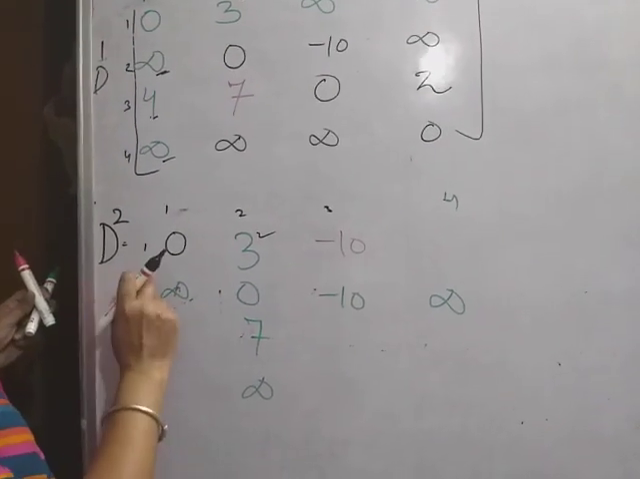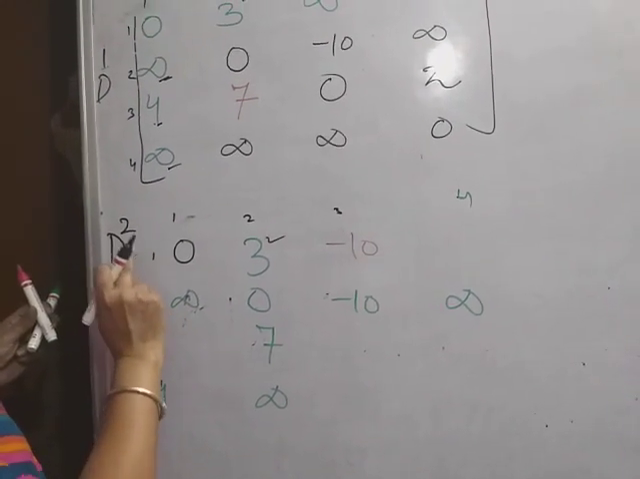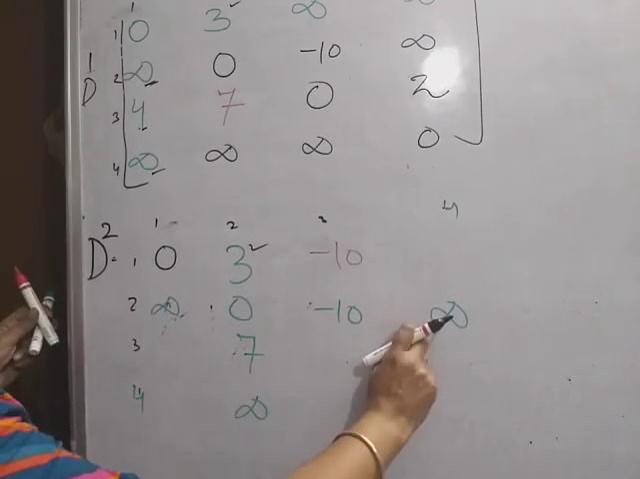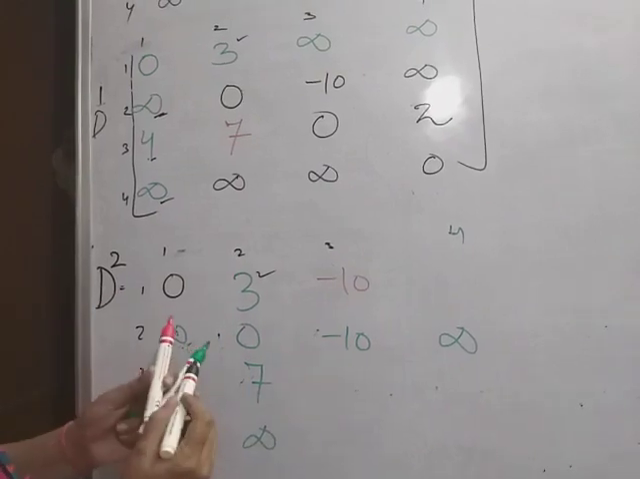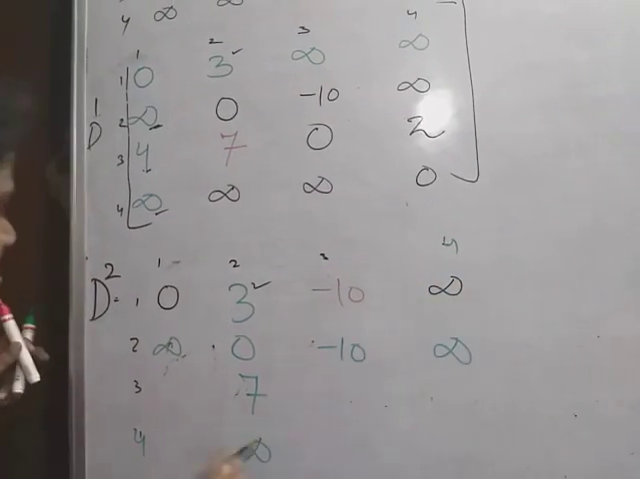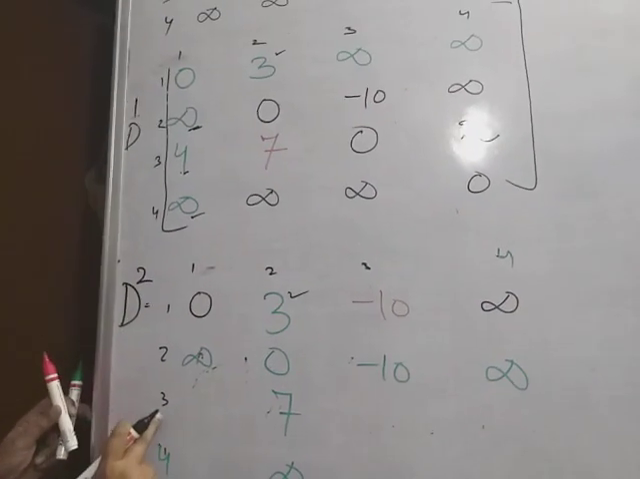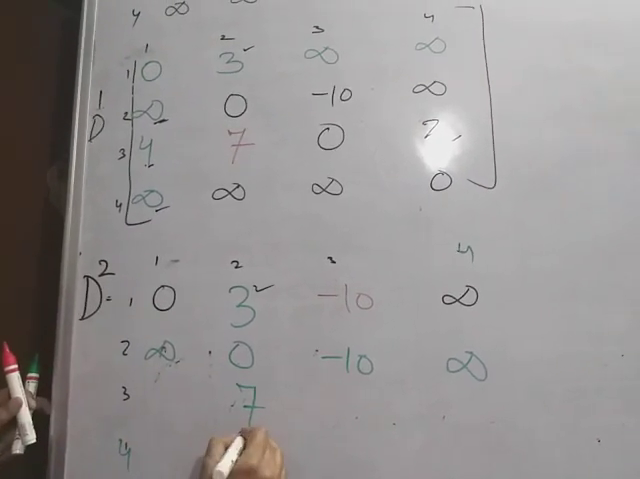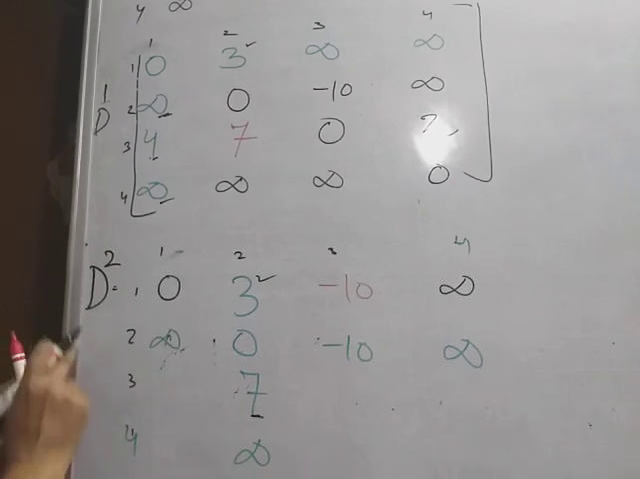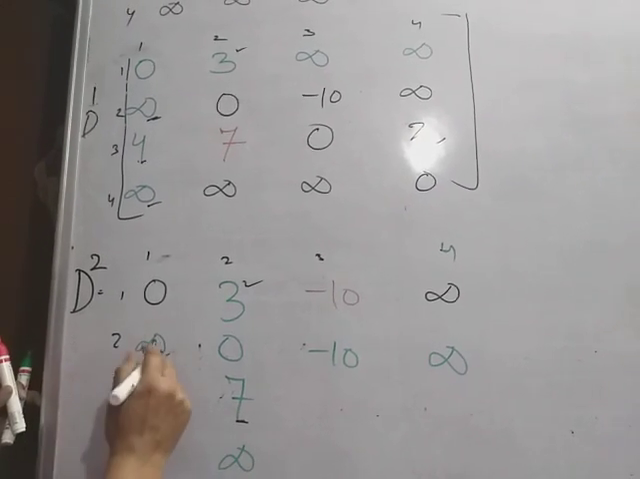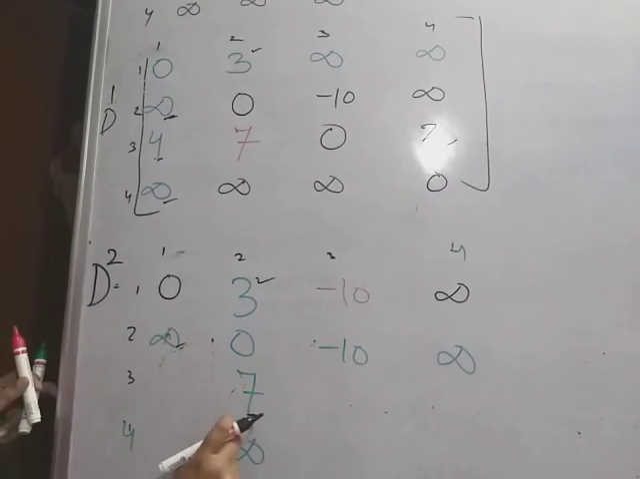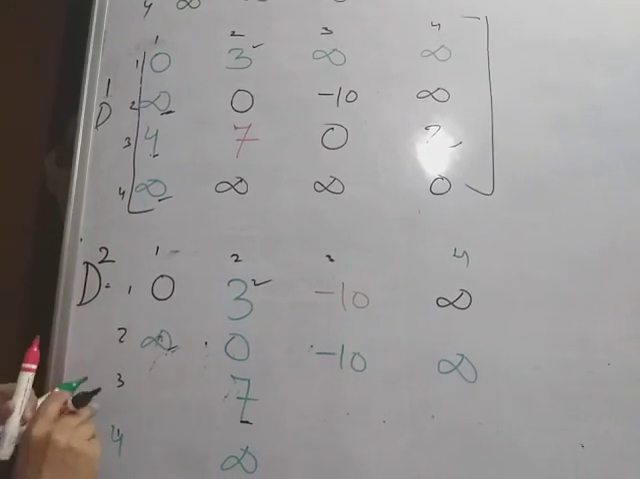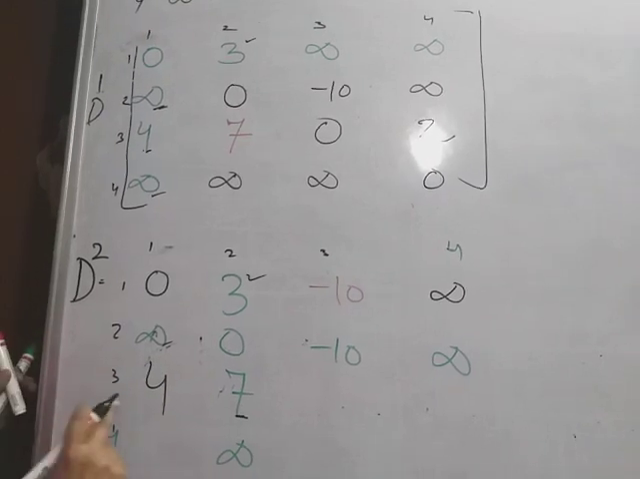Now see 1, 4. So simply we consider 1, 2. 1, 2 is 3 and 2, 4 is infinite. So the previous entry is copied. So this is infinite. Now 3, 1. 3, 1 is 3, 2 and 2, 1. 2, 1 is infinite. So of course the previous entries will be copied. So this is 4.